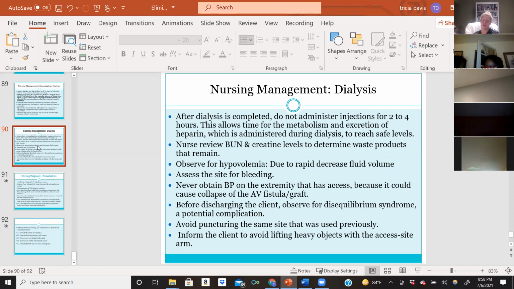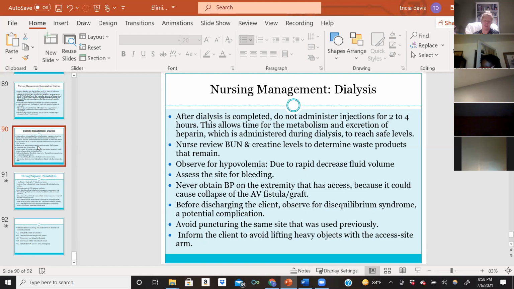We're going to watch for hypovolemia, which is due to that rapid decrease in fluid volume. So we're going to be looking for increased heart rate, low blood pressure. We want to make sure we're checking that site for bleeding. And then, like we said earlier, never obtain a blood pressure on the extremity that has access because it could collapse the AV fistula or the graft.